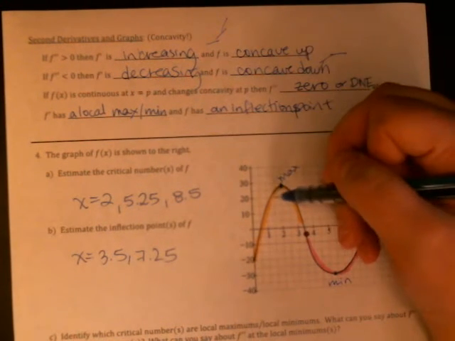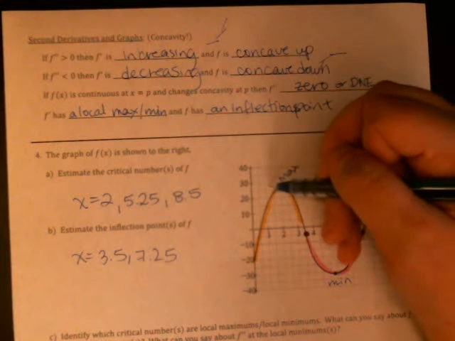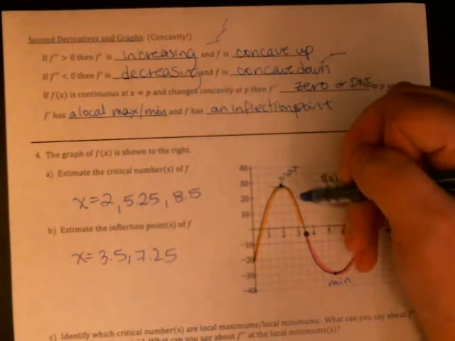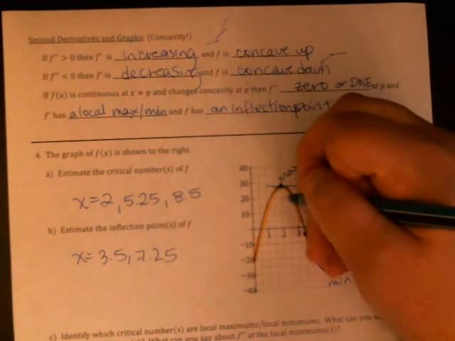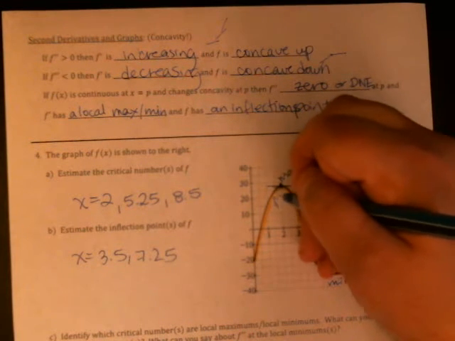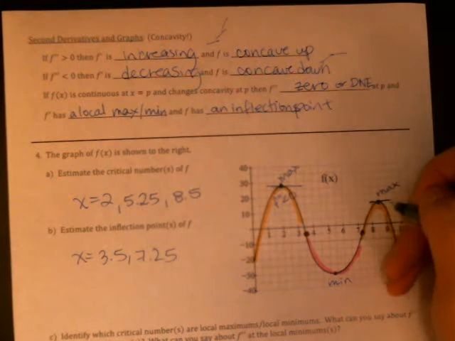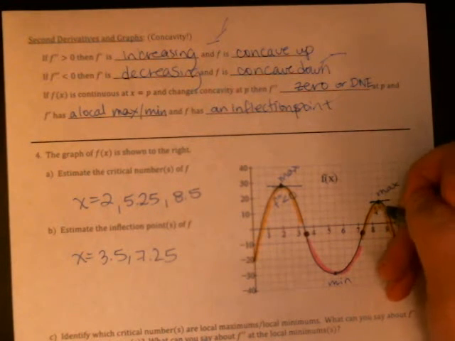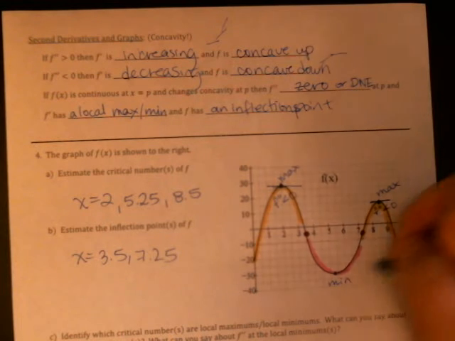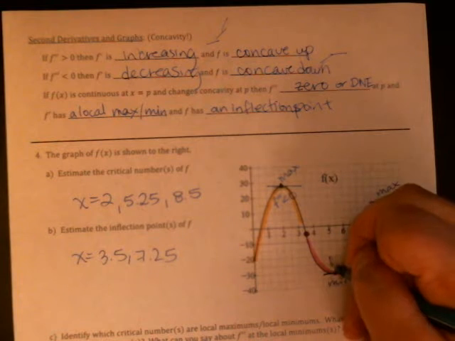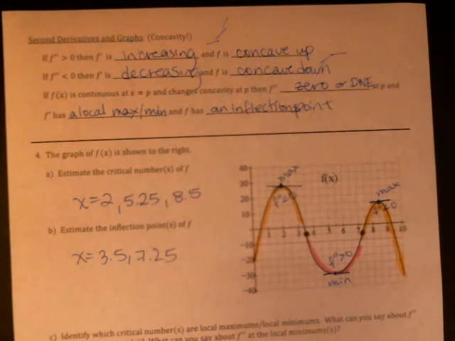Notice that at the maximum, this function has a flat spot, so the first derivative is 0, but it's definitely bending down below that tangent line. So f double prime is negative. And at this one as well, it's definitely bending down, so f double prime is negative. And then notice at the minimum, it's definitely bending up above that tangent line, so f double prime is positive.